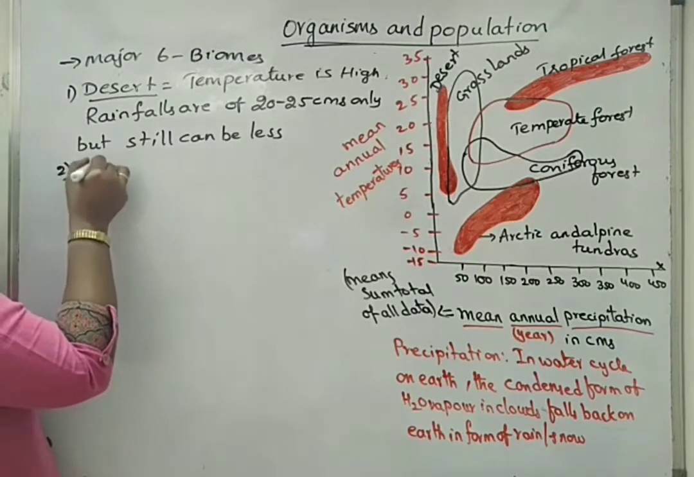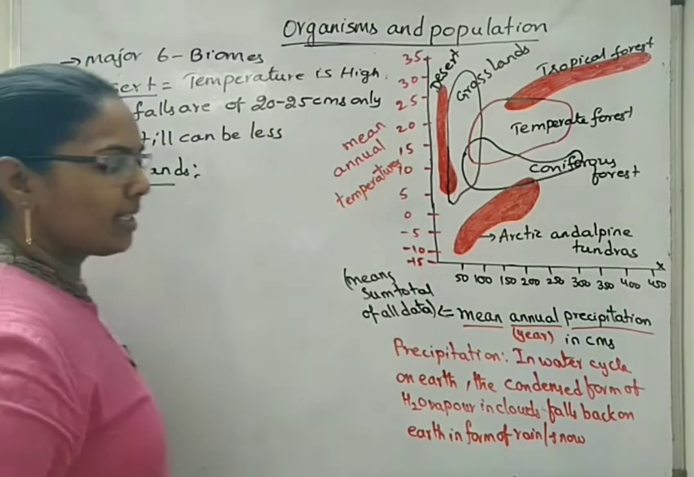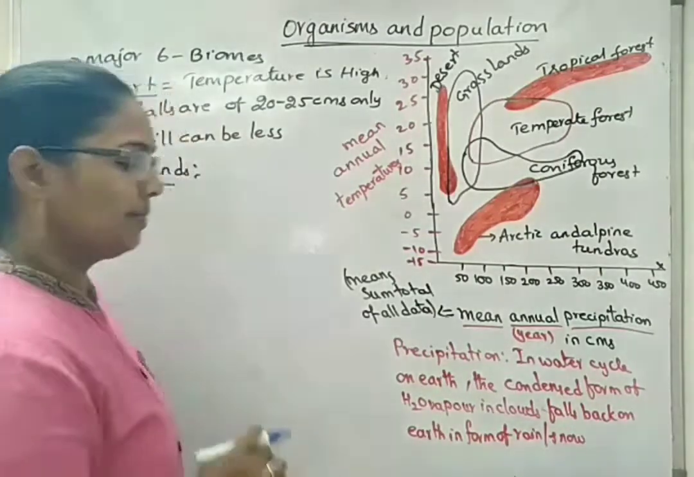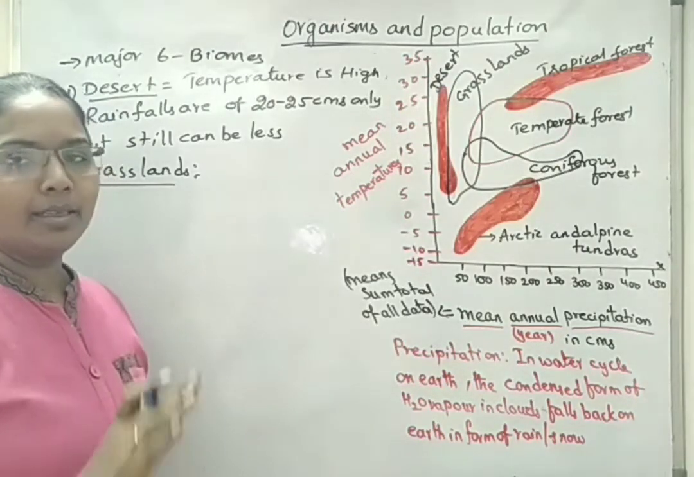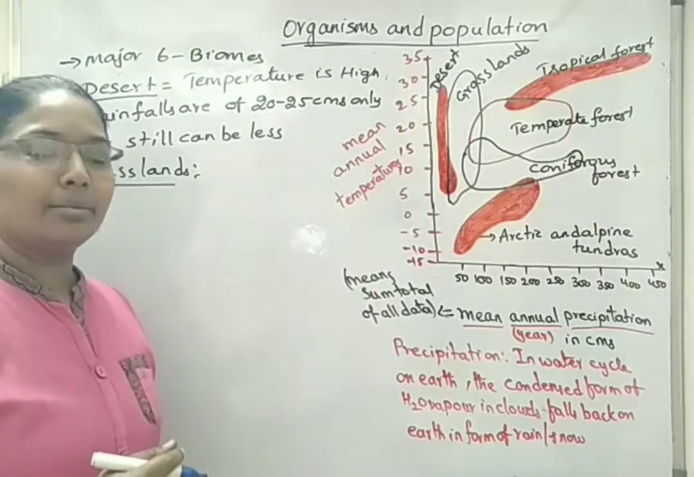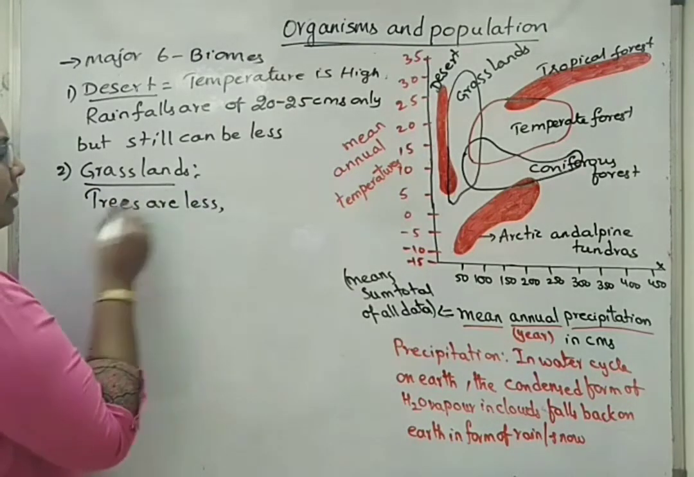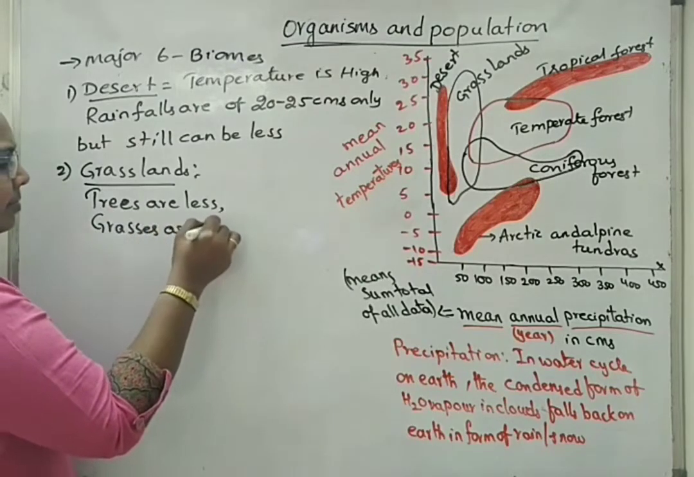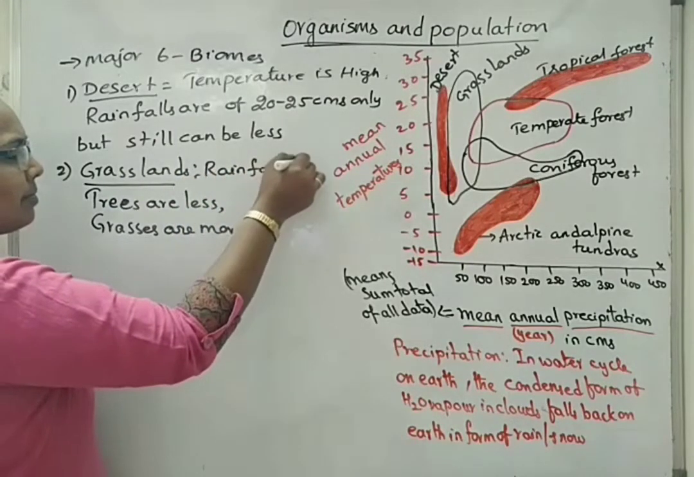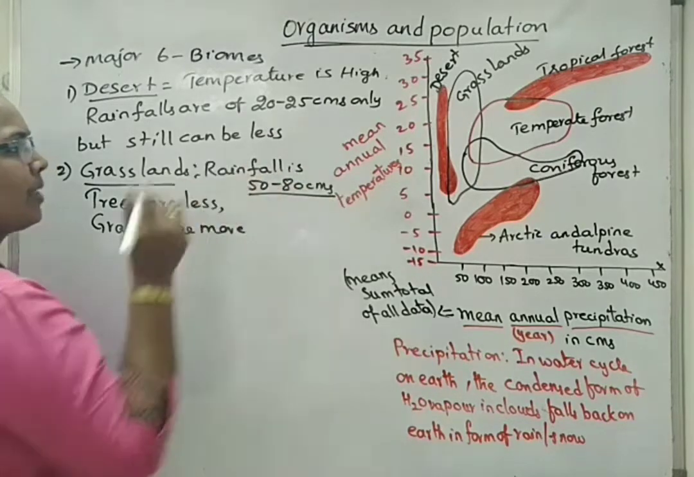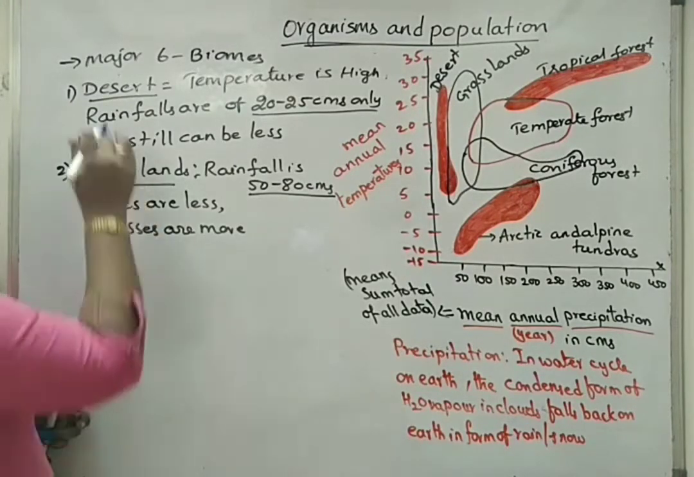Second one, we can take grasslands. In case of grasslands, rainfall is 50 to 80 centimeters and the existence of large plantation is very less. There will be plantation, but the number of larger trees is less in grasslands. So here trees are less, grasses are more, or the small plants also will be more in number. Rainfall is 50 to 80 centimeters of precipitation, whereas it can be 20 to 25 centimeters or less than 20 centimeters in desert regions.